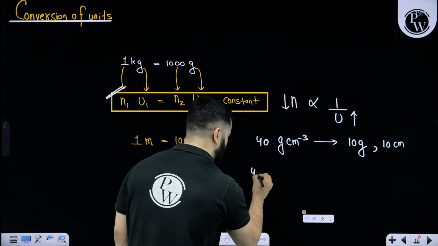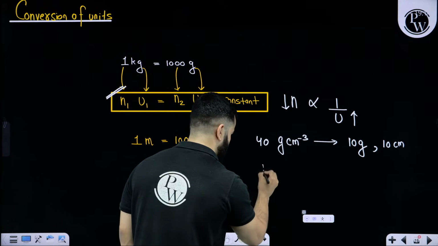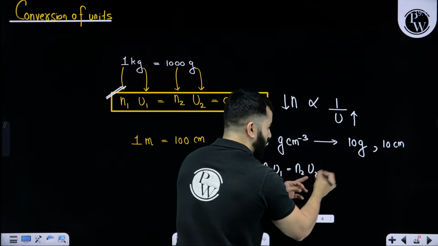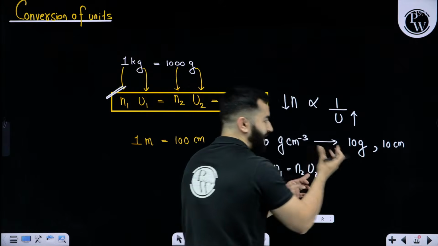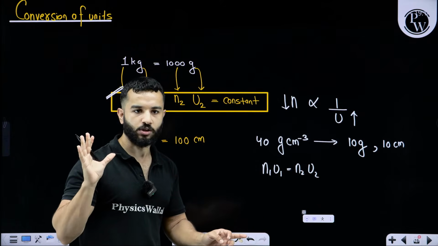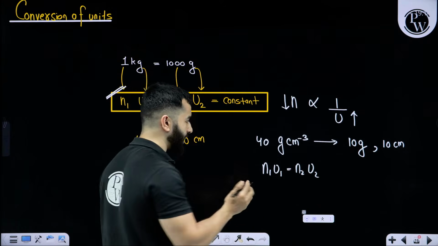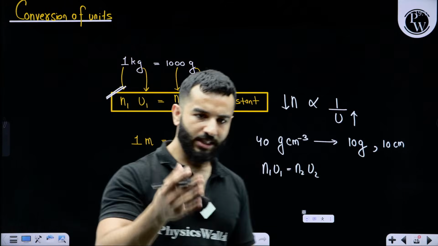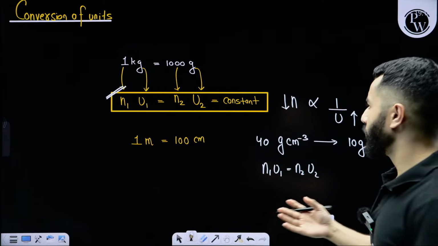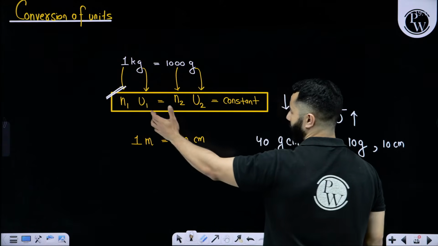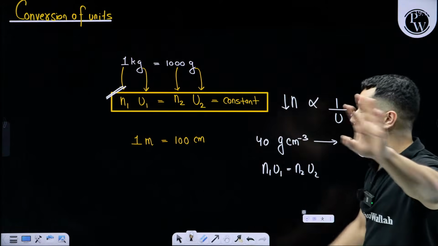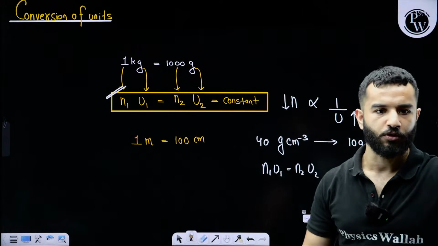So you are going to say N1 U1 is equals to N2 U2. Now instead of U2 you have got 10 gram 10 centimeter. Same logic, same thing, no difference, right? And instead of N1 you have got 40. So using this small formula, it's not even a formula, it's simply a statement, N1 U1 equals to N2 U2, you can find all questions of conversion of units.